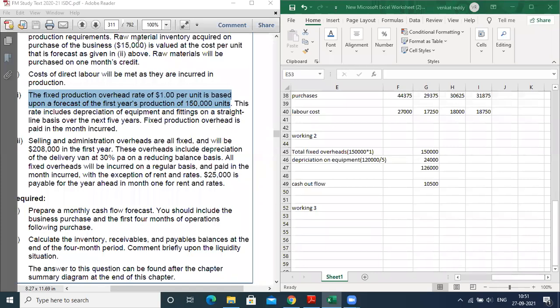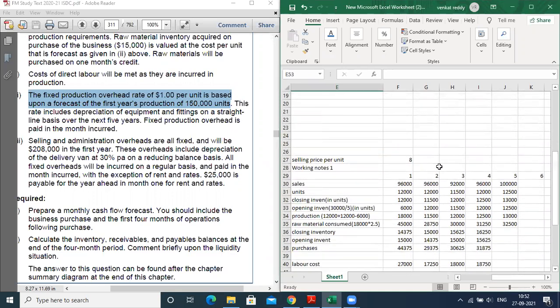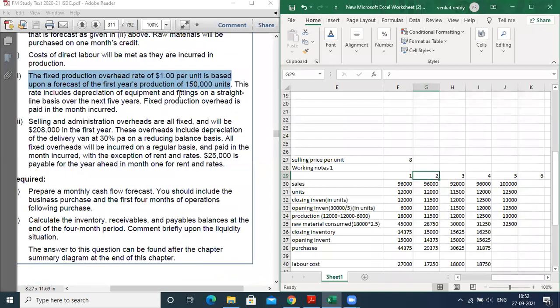Why did you only take the fixed overheads for 1 year? Now we are preparing the cash budget only for 4 months. I think here you are confused. We are preparing the cash budget for months, not for years. These are months: 1 month, 2 months, 3 months, 4 months, and 5 months. And they gave the complete year value. I think here you got confused. We are preparing the cash budget for months only, on a month basis. We are preparing the cash budget only for 4 months. Okay, I hope your doubt is clarified.